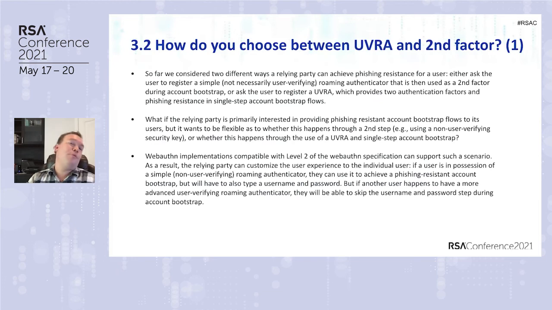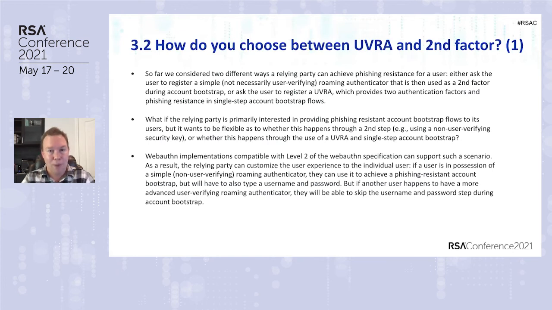Another problem is, how do you choose between UVRAs, which is the user verifying roaming authenticator, the one we just looked at, and the second factor use case? My best answer to this is you don't have to. If you're a website and you just want to offer your user the best experience, during the registration, when the user says, I want to register a new security key, you can tell the system to give you back whatever the best thing is the user has available. You can tell it that you'd prefer a user verifying roaming authenticator, something that can store the user ID and something that can verify the user individually. But if the user doesn't have one of those devices, you'll take whatever you can get. You'll even take the second factor old school security key credentials.